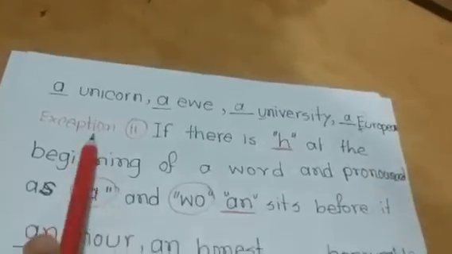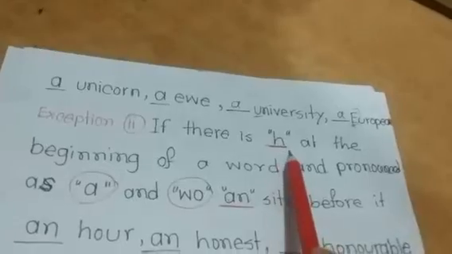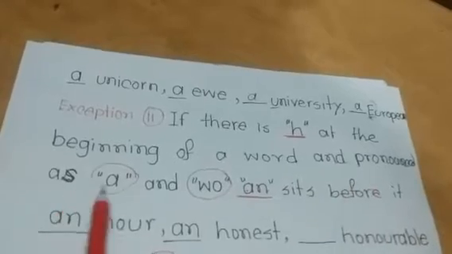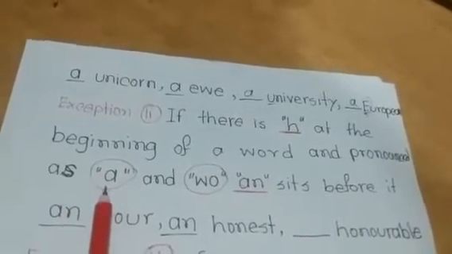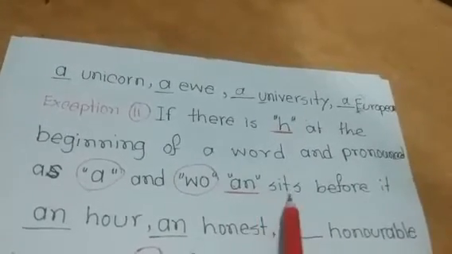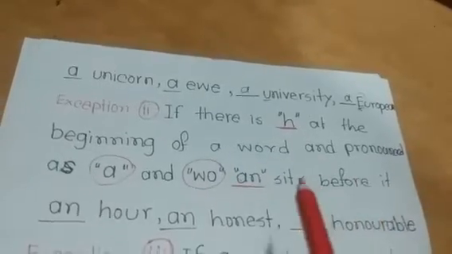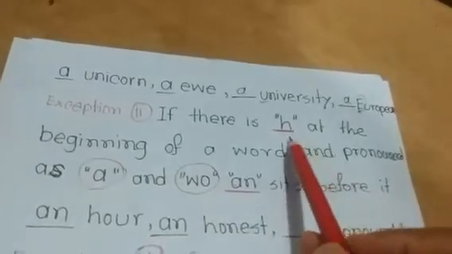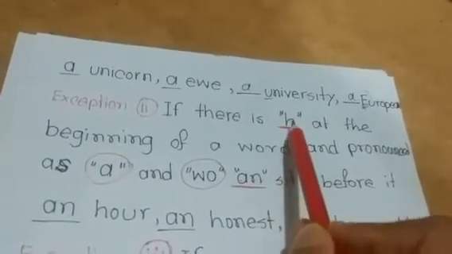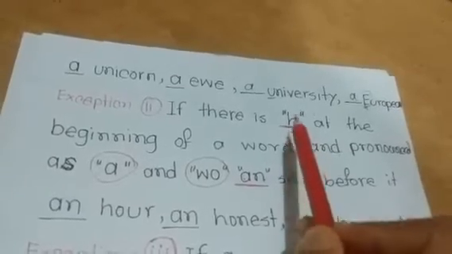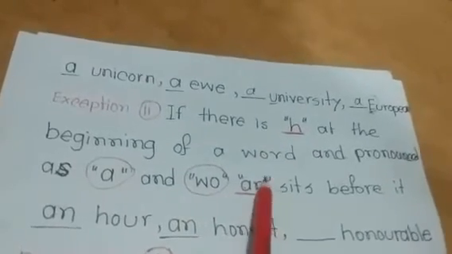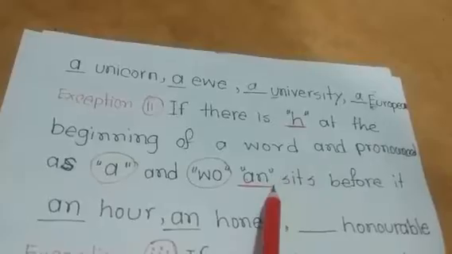Okay, next, exception 2. If there is H at the beginning of a word and it is pronounced as a vowel sound, then "an" sits before it. Attention please here. Though H is a consonant, if it is silent and pronounced as a vowel, we'll use "an", not "a".